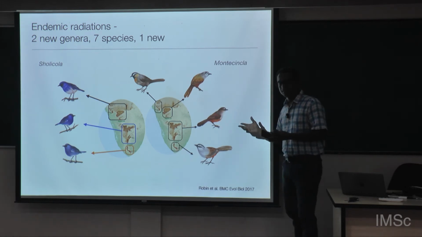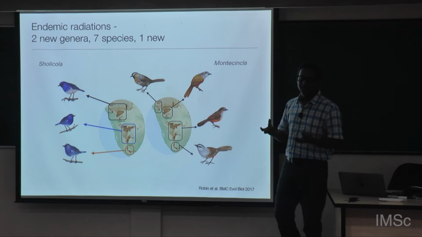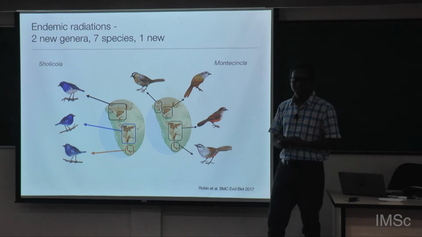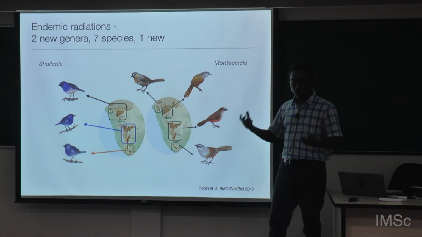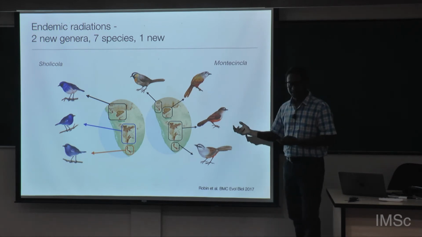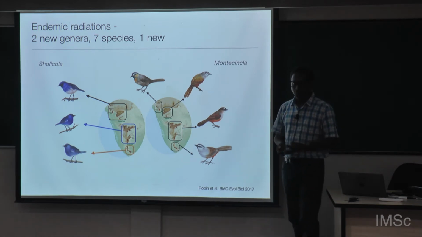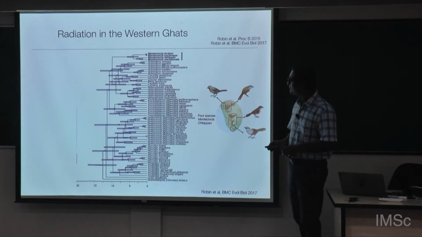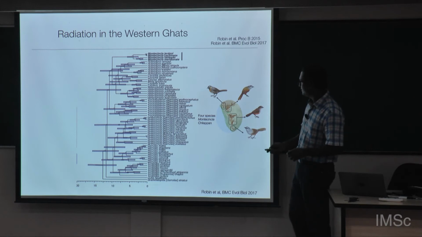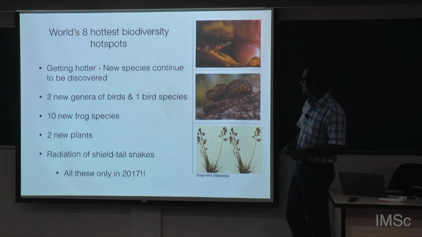So these mountain tops are, in some ways, like oceanic islands. They are islands where you can see evolutionary processes acting very similarly, resulting in the creation of new species. And this is happening in the Western Ghats, right? Yeah, so this is just the genetic data that shows that. That's okay, I'll skip that.